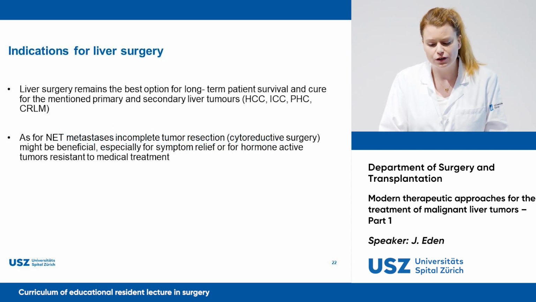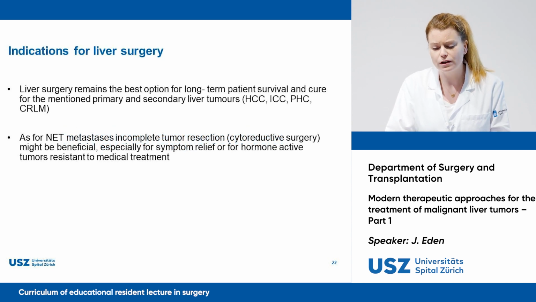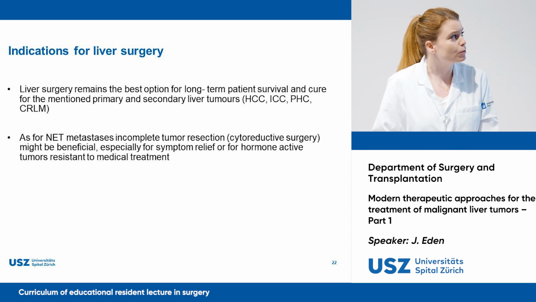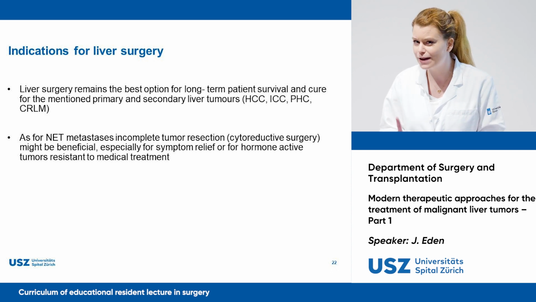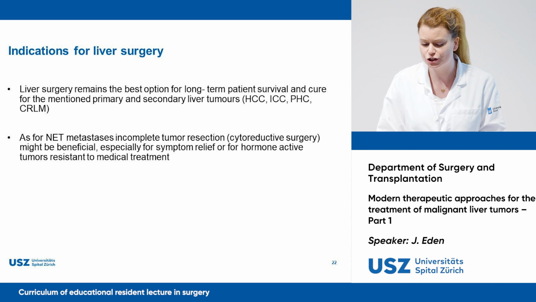The indications for liver surgery. As of now, liver surgery remains the best option for long-term patient survival and cure for the mentioned primary and secondary liver tumors. As for NET metastases, there's a difference. Incomplete tumor resection, such as CRS, might be beneficial, especially for symptom relief or for hormone-active tumors resistant to medical treatment.